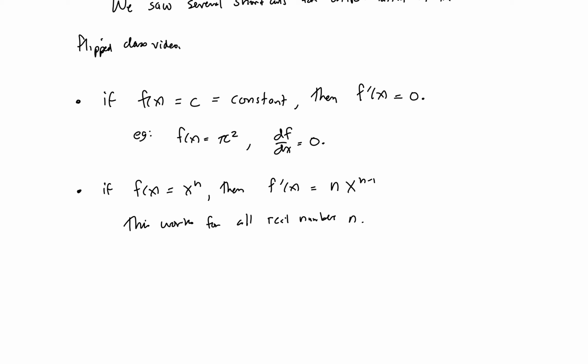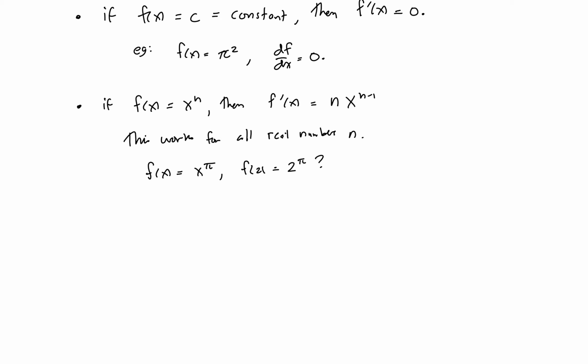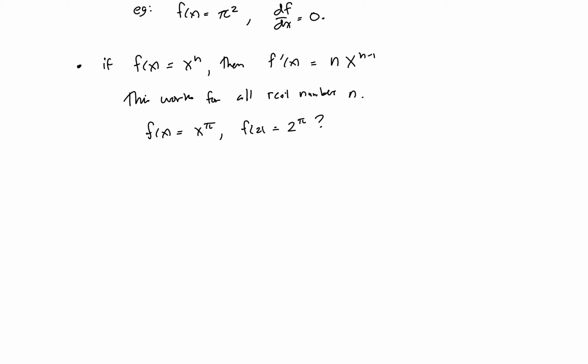Right now we can only show it for integers. If you think about it, if I define my function, say f of x is x to the pi, you probably haven't thought about this before, but what would f of 2 even mean? 2 to the pi, what does that even mean? We'll come back to this later, but to define this we need to use logarithms and exponentials. But for now, it's fine to just take it for granted that we can use this power rule no matter what the power is.